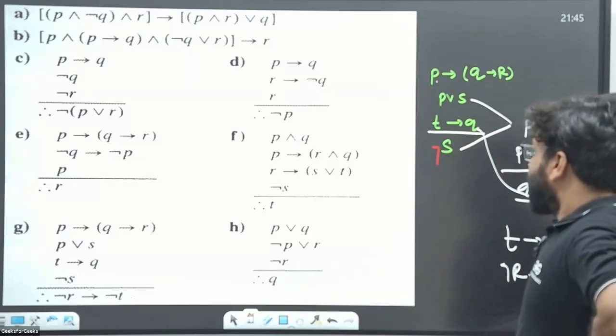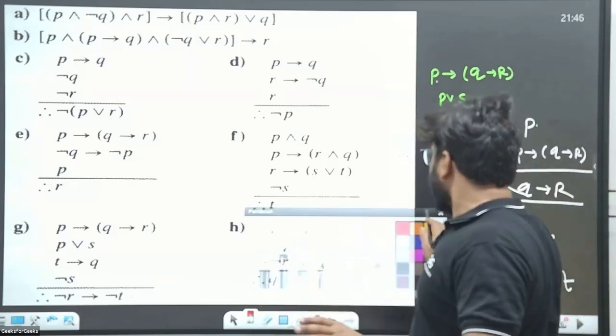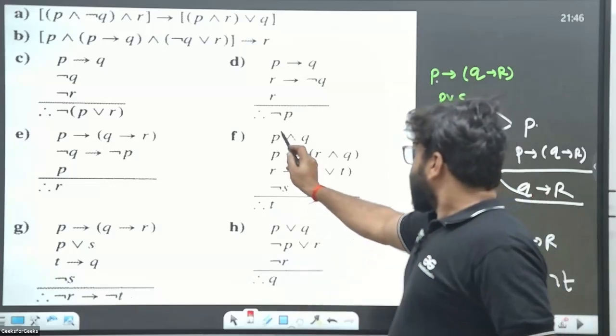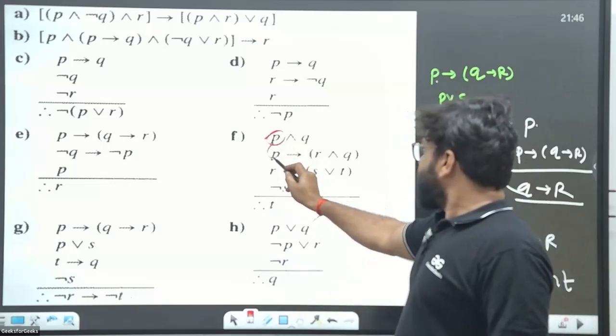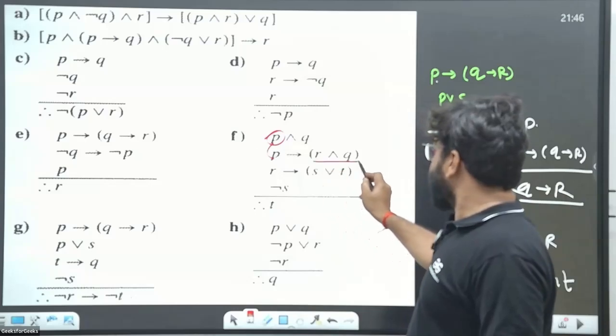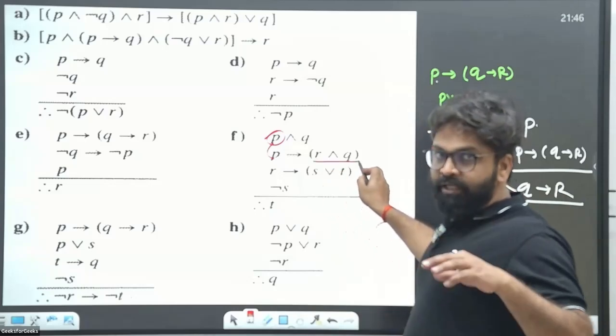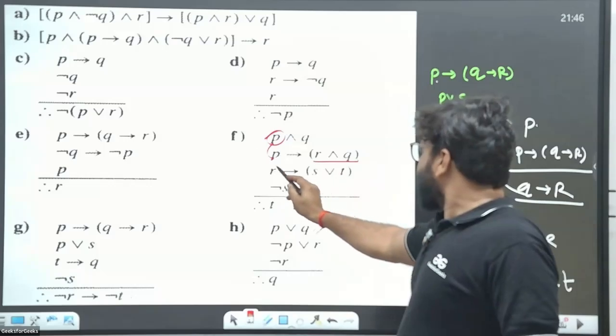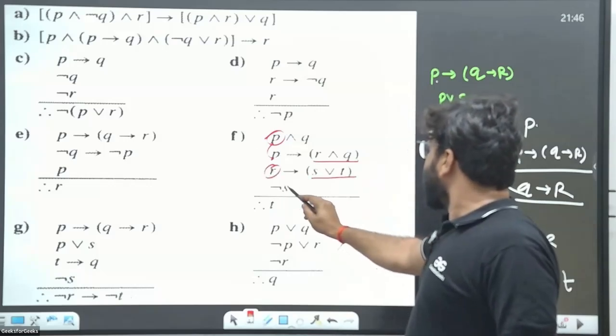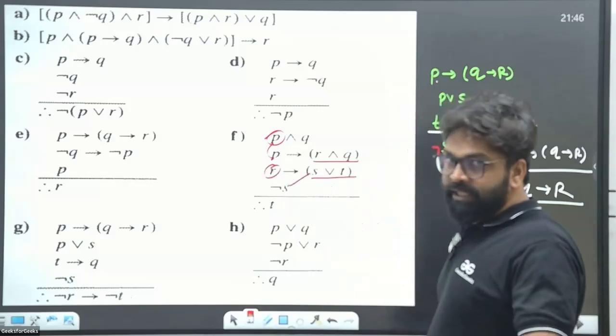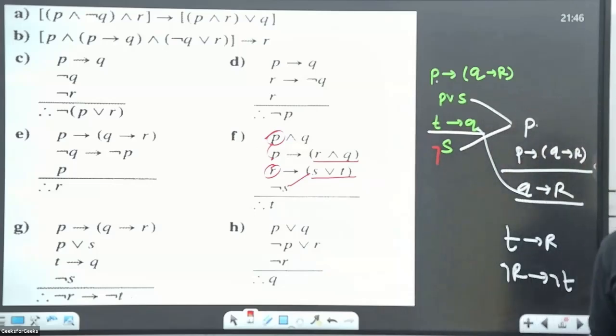Okay, I'll tell you. Focus, you will get it immediately. Take P from here, simplification. P and P, if you use, you will get R and Q. From R and Q, you will take simplification, R. R matches, you will get S or T. Negation of S, you will get T. So it is valid.